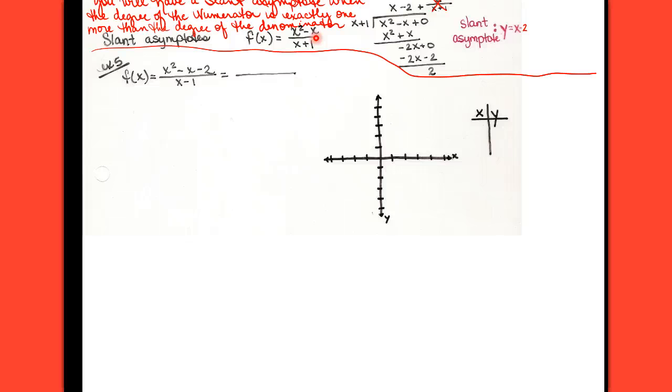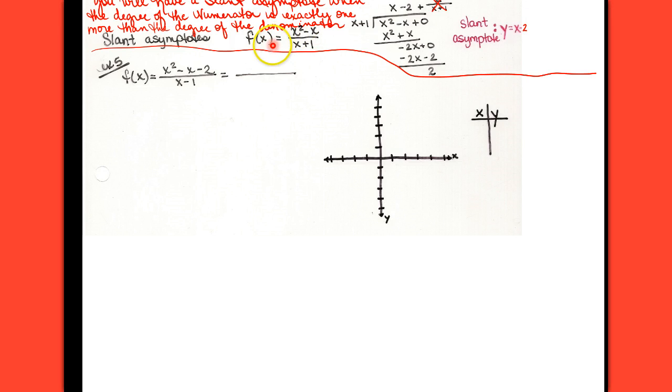So that's how we know you won't have a horizontal and a slant at the same time. If the degree of the numerator is larger than the degree of the denominator, you're not going to have a horizontal. So that means, hey, I better stop and check because I might have a slant. So check and see if the degree of the numerator is exactly one more than the degree of the denominator, then you are going to have a slant asymptote. Now, a slant asymptote is exactly what it sounds like. It's an asymptote that's not horizontal, it's not vertical, it's slanted. How do I find it? I'm literally going to divide.